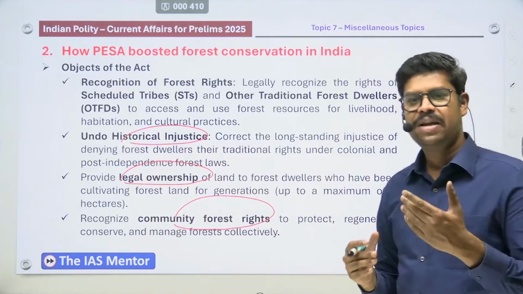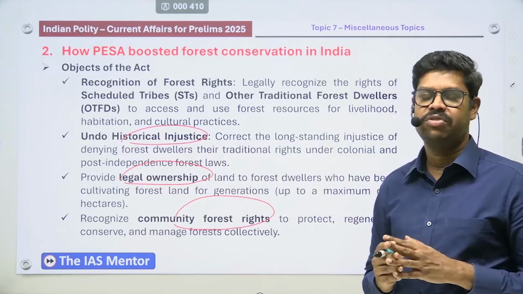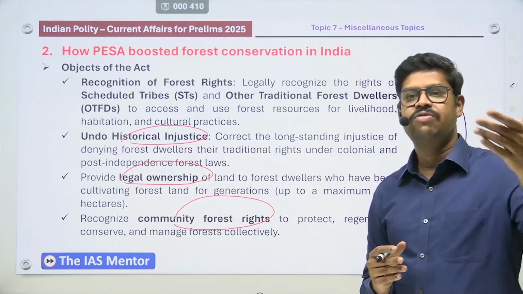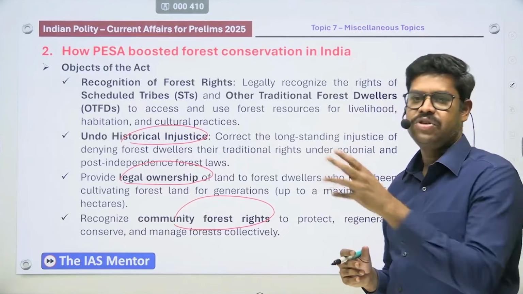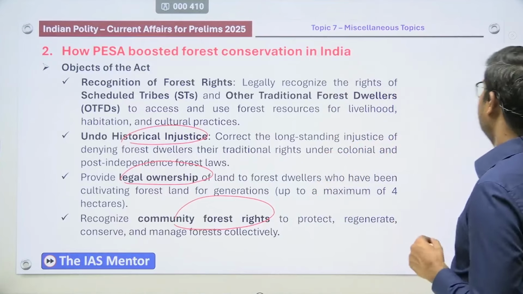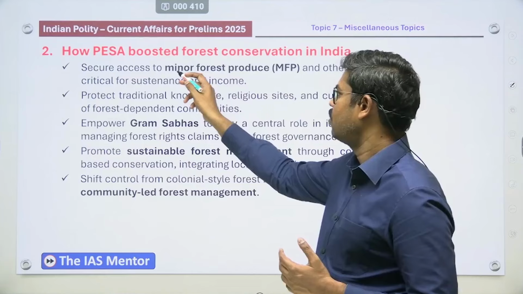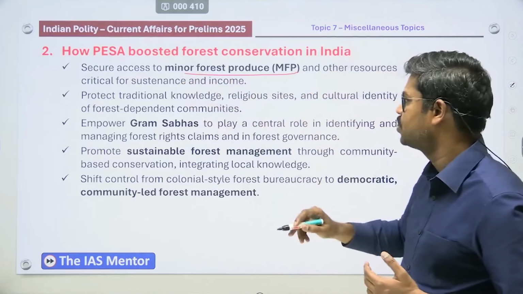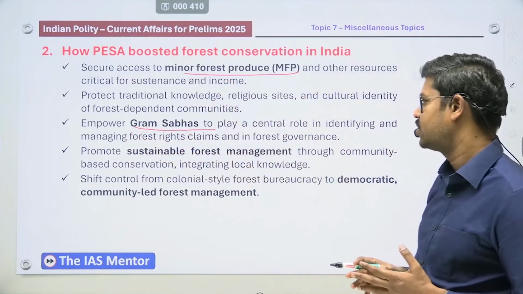Therefore they also help in conserving the forest, because we are talking about how the PESA Act has helped in conservation of forest. The PESA Act confers an administrative mechanism and gives power to the Gram Sabha, and a similar function is also done by the Forest Right Act. So, this is basically what you will have to understand. The Forest Right Act also gives power over the minor forest produce, and empowers the Gram Sabha to a certain extent.